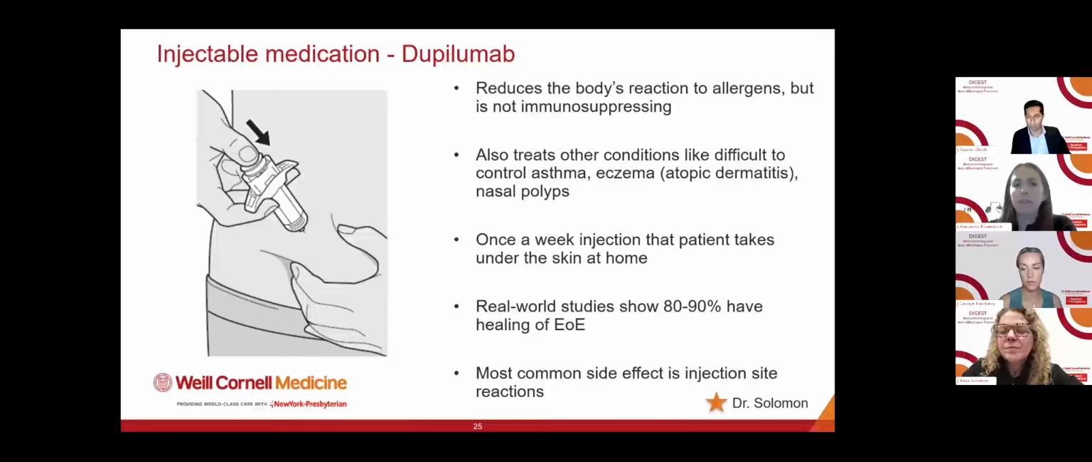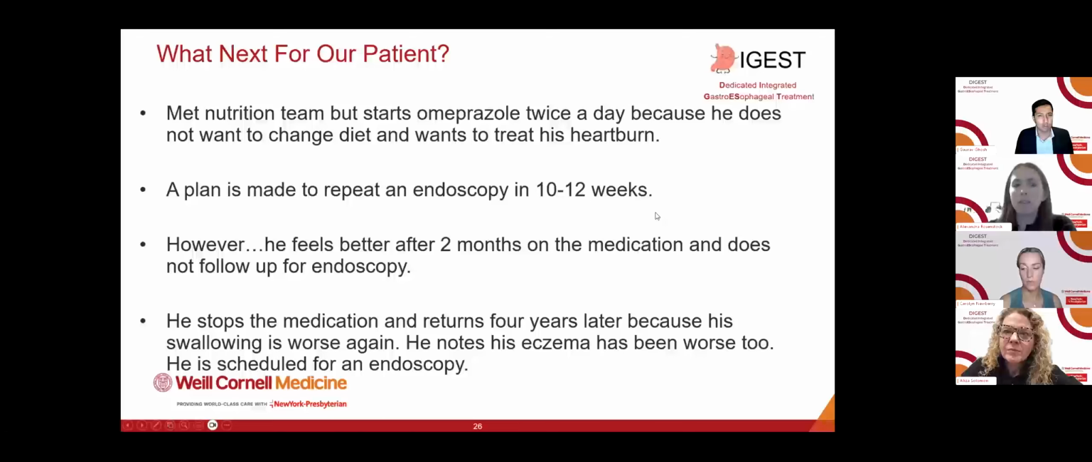Great. Yes, my experience has been pretty similar, that patients who make it to dupilumab end up doing really well with it. But again, it's something that may not be right for everyone. And so that's why we're laying out all the options for you tonight. So let's bring it back to our patient.